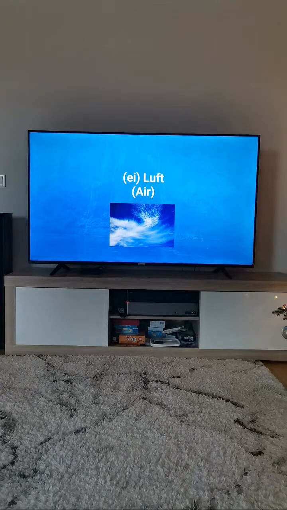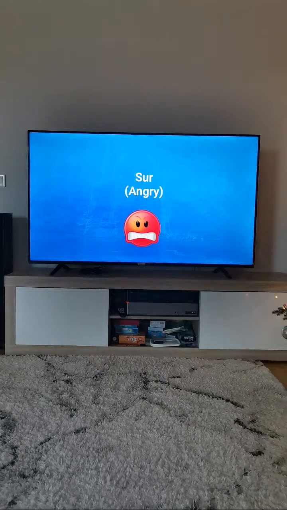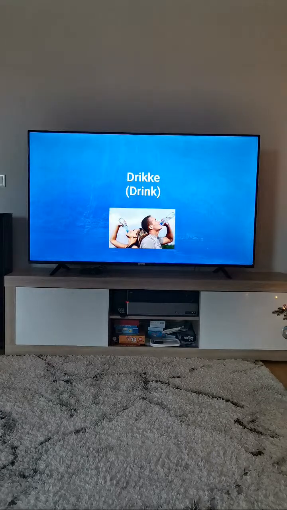A luft. The A is in a parenthesis because in reality you will never see anyone say one air. It doesn't make sense, but I'm adding it just so that you know the gender. Glad. Trist. Sur. Mat. Drikke.